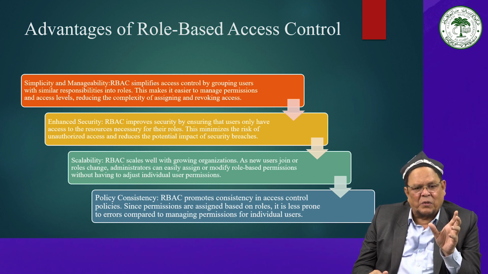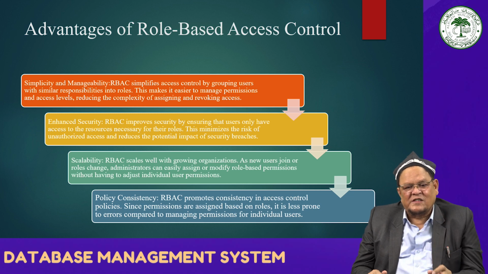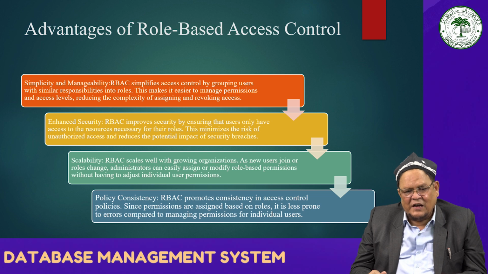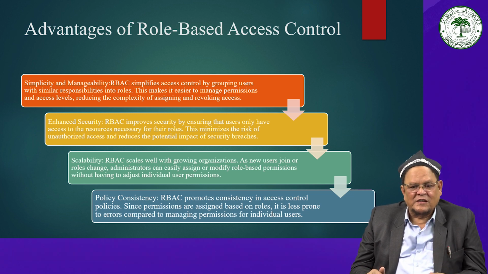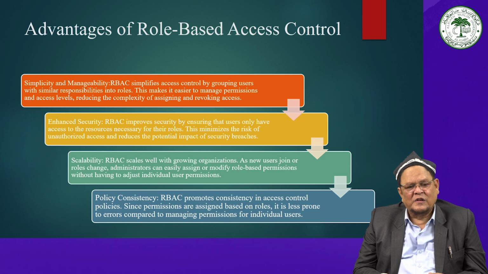Scalability is a very important part of RBAC also. Policy consistency means RBAC promotes consistency in access control policies. Permissions are assigned based on roles. If it is a database administrator, a developer, users or an employee, you assign depending on that. It is less prone to error compared to managing permissions for individual users. So by that we can avoid errors also.